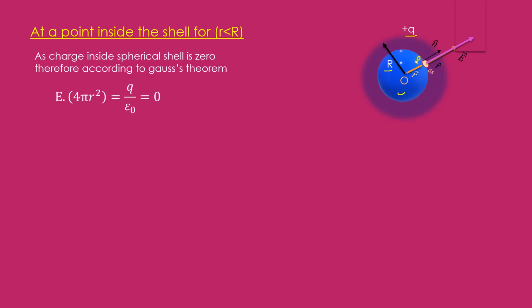Since no charge is enclosed by the Gaussian surface, Q will be equal to 0. So we will get E equal to 0 inside the uniformly charged spherical shell. Hence the electric field inside a uniformly charged spherical shell is 0 at all points inside the shell.